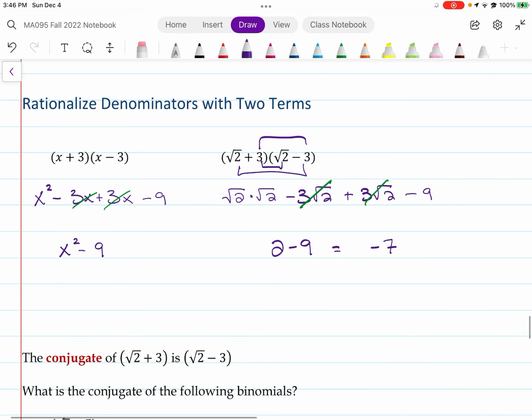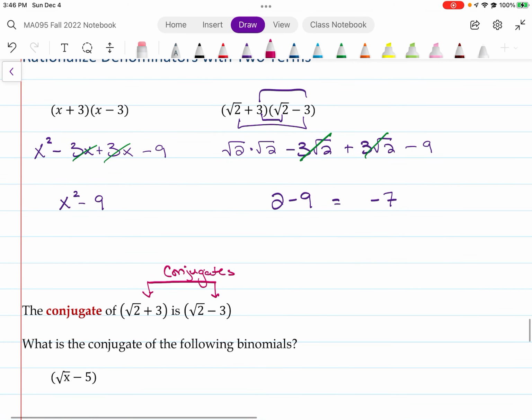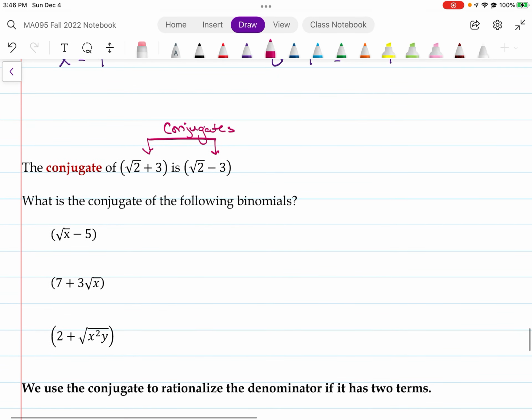So this is called a conjugate. The conjugate of square root of 2 plus 3 is square root of 2 minus 3. Those are conjugates of each other. You can go either way. It's a binomial, it has two terms, and there's a plus in one and a minus in the other. So what is the conjugate of square root of x minus 5? Let's try all of those, because we're going to use the conjugate to rationalize the denominator if it has two terms.